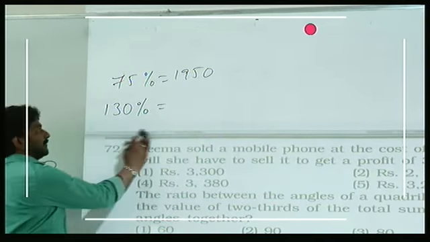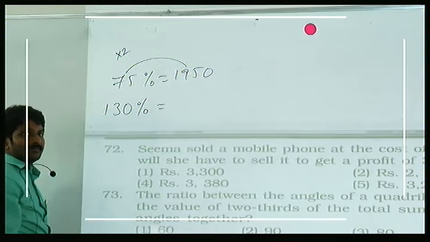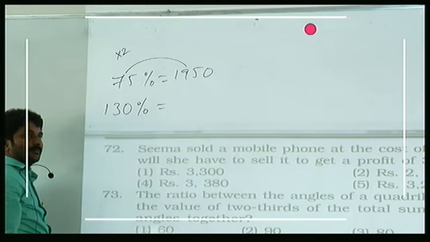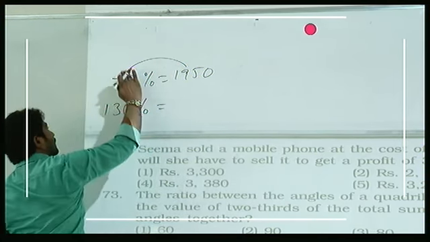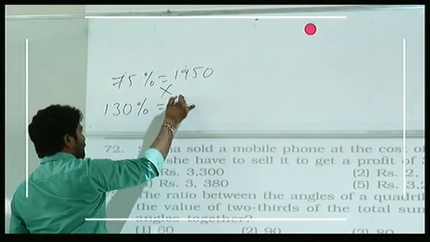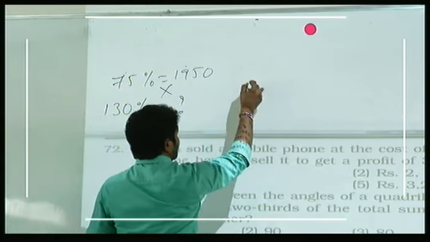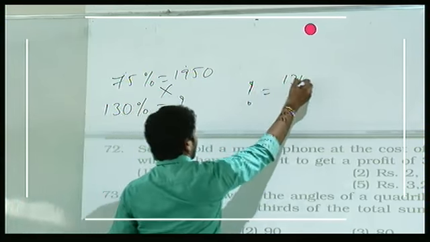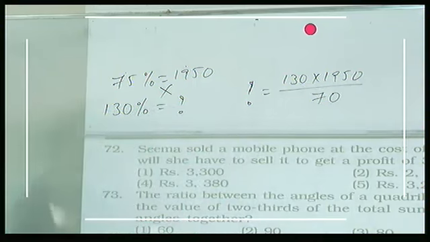15, 2 times. Go for cross multiplication. Question mark is equal to 130 into 1950 by 70. Calculate and get the answer.